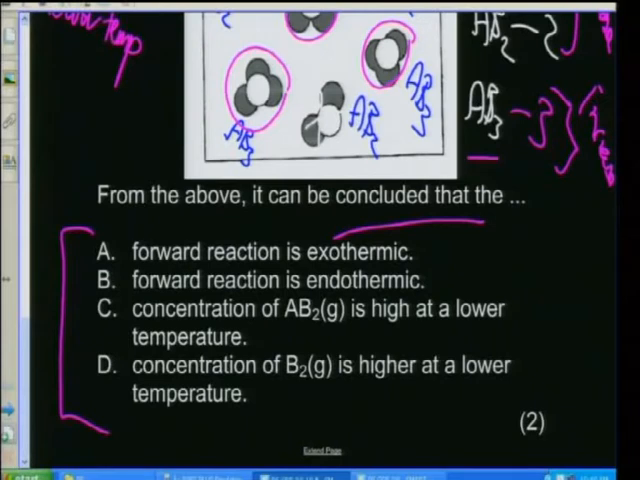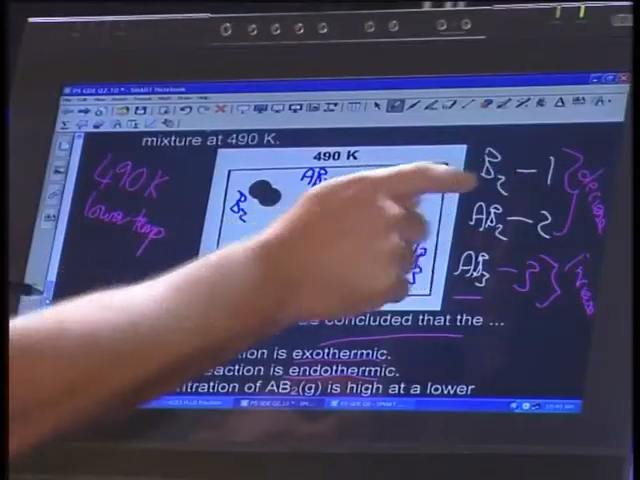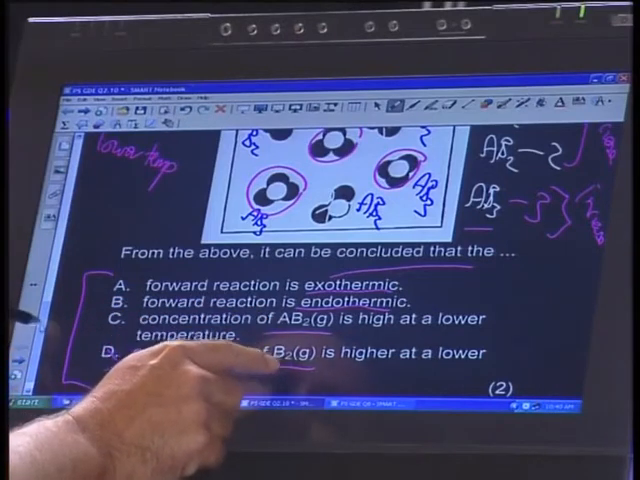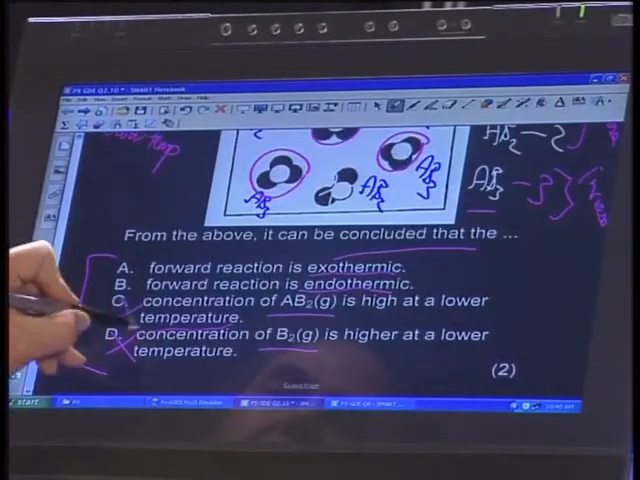It says, decide. From this, we can conclude that the forward reaction is exothermic, the forward reaction is endothermic, the concentration of AB2 is higher at low temperatures, the concentration of B2 is higher at low temperatures. Okay, so let's test each of them. We'll start with number D, and let's see what has happened to B2. The concentration of B2 has decreased, so that one can't be right. What about the concentration of AB2? Well, it's also decreased, so that one can't be right.